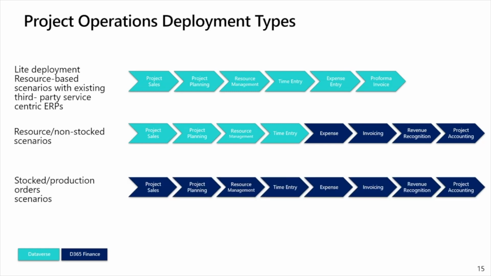The last deployment type is stocked production order scenarios, where we leverage the classic PMA capabilities from F&O. Our customers can continue to use these capabilities mostly for inventory-based scenarios. If you are working with your prospect or customer looking to implement Dynamics 365, if the customer is inventory heavy or a manufacturing company where integration with stock and items is important, at this point in time, we recommend implementing the classic PMA capabilities of F&O that are represented by the bottom line.